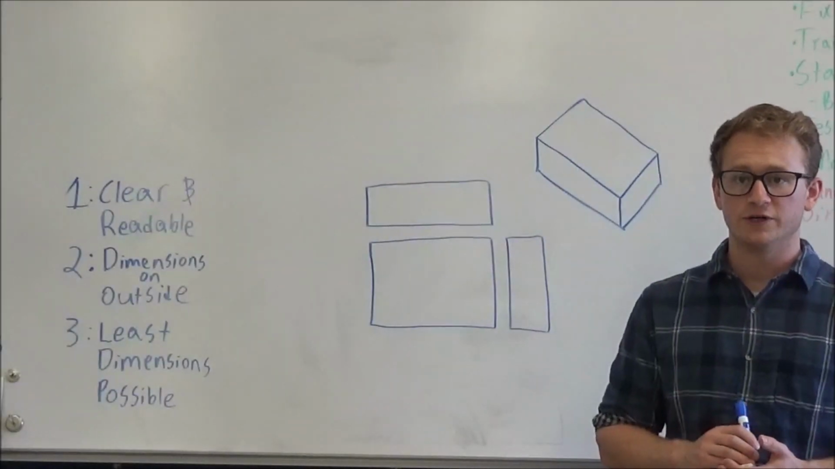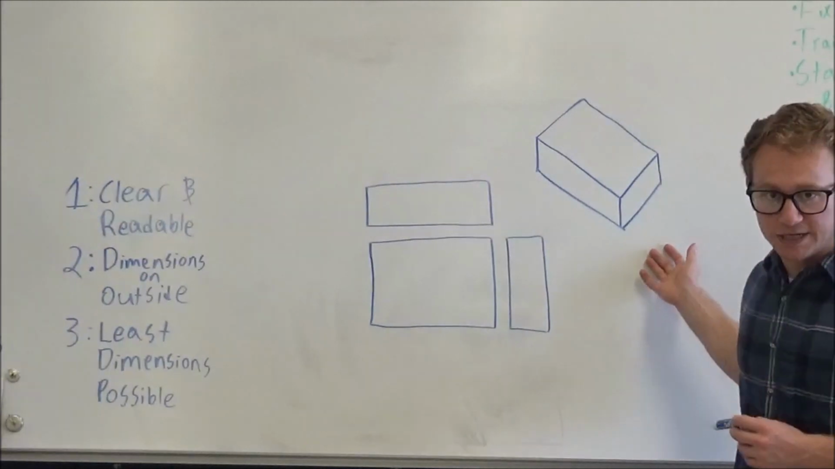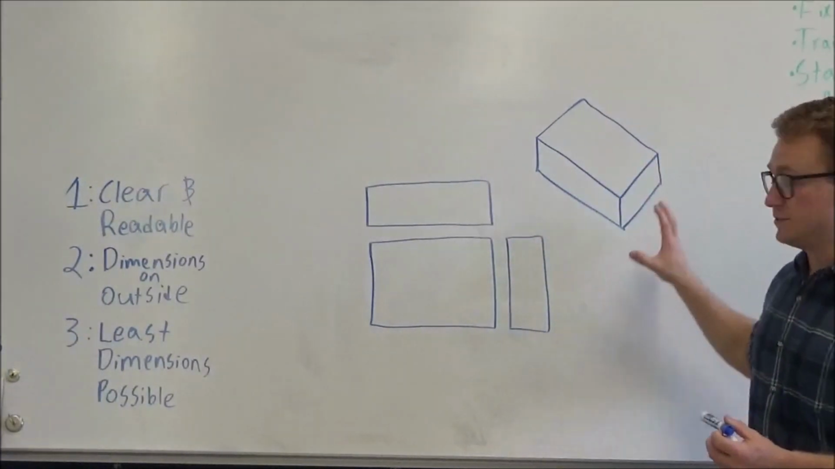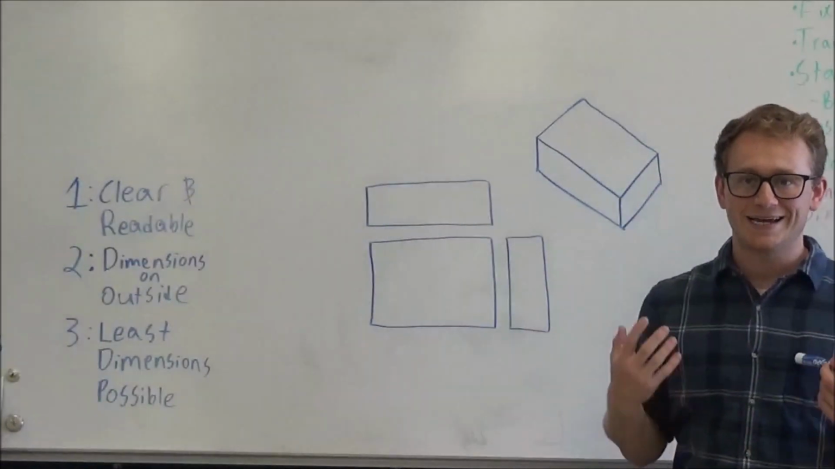Alright, today we're going to go over dimensioning multi-view sketches. We already know how to multi-view sketch objects. You can read this and know that this object is a rectangular prism. However, what you don't know is the exact size of it.